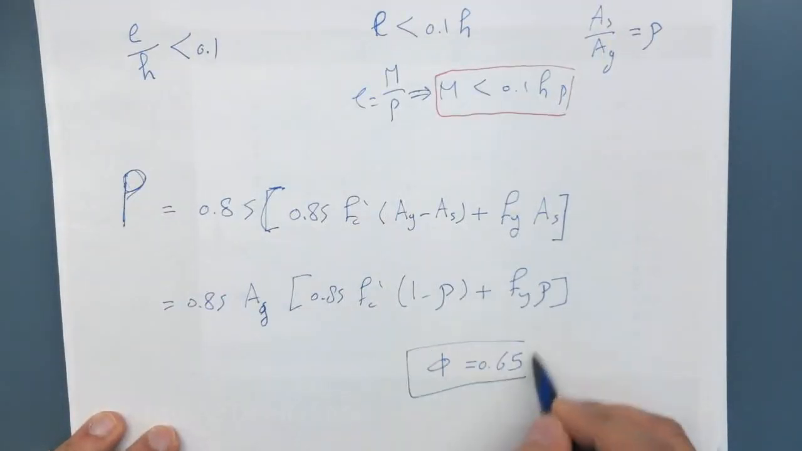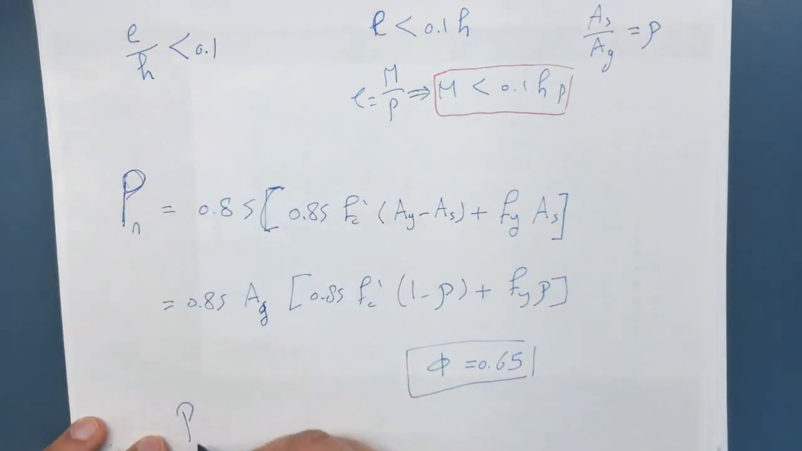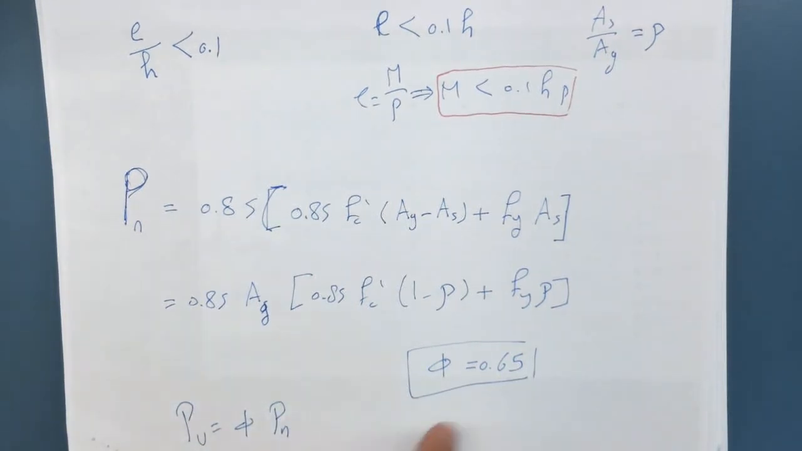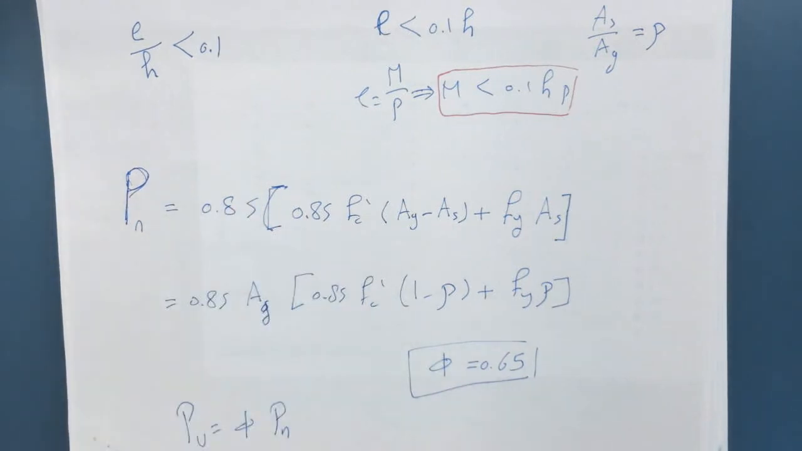So when you're asking yourself, this is Pn, what is P ultimate in this case? It is simply phi multiplied by Pn. So if you want to design this, in real life, you're going to assume it takes only 65% of this value over here. And the reason is, we know more about bending than we know about axial load and shear.